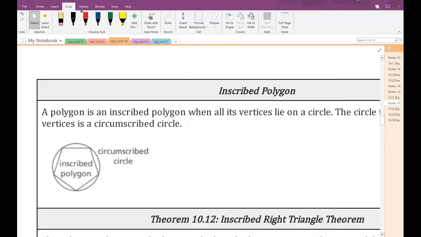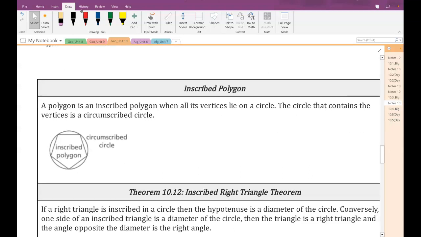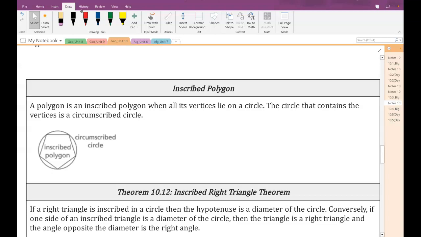So now we're getting to the fun stuff, inscribing polygons inside of a circle. So we still have that word inscribed, literally meaning right inside. A polygon is an inscribed polygon when all its vertices lie on a circle. The circle that contains the vertices is a circumscribed circle.